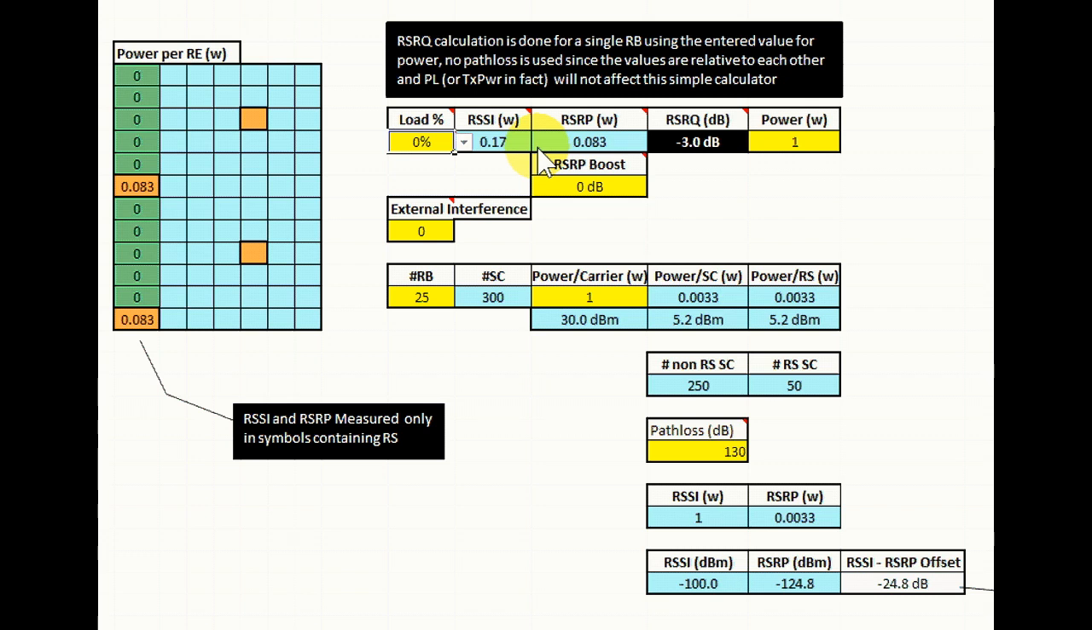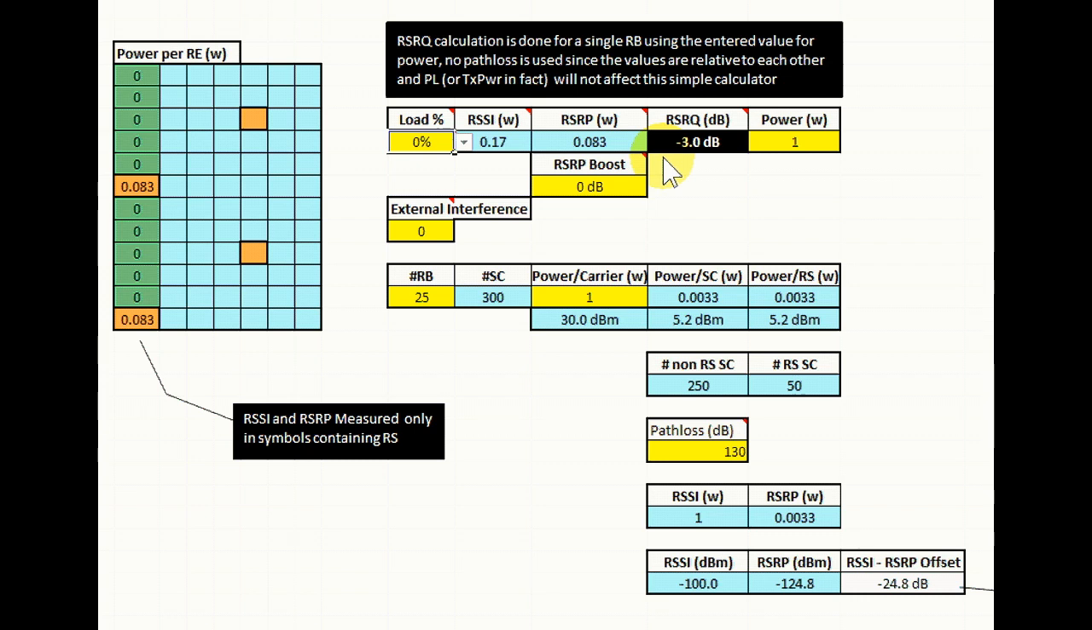The basic calculation for RSRQ is the RSRP linear power, so of course it must be in watts, divided by the linear power of the RSSI. So 0.083 divided by 0.017 converted into logarithm will give you minus 3 dB. This is a very theoretical value because it assumes, of course, there's no load present, no real traffic present. But it'll give you an idea of what the expected range of RSRQ values will potentially be.